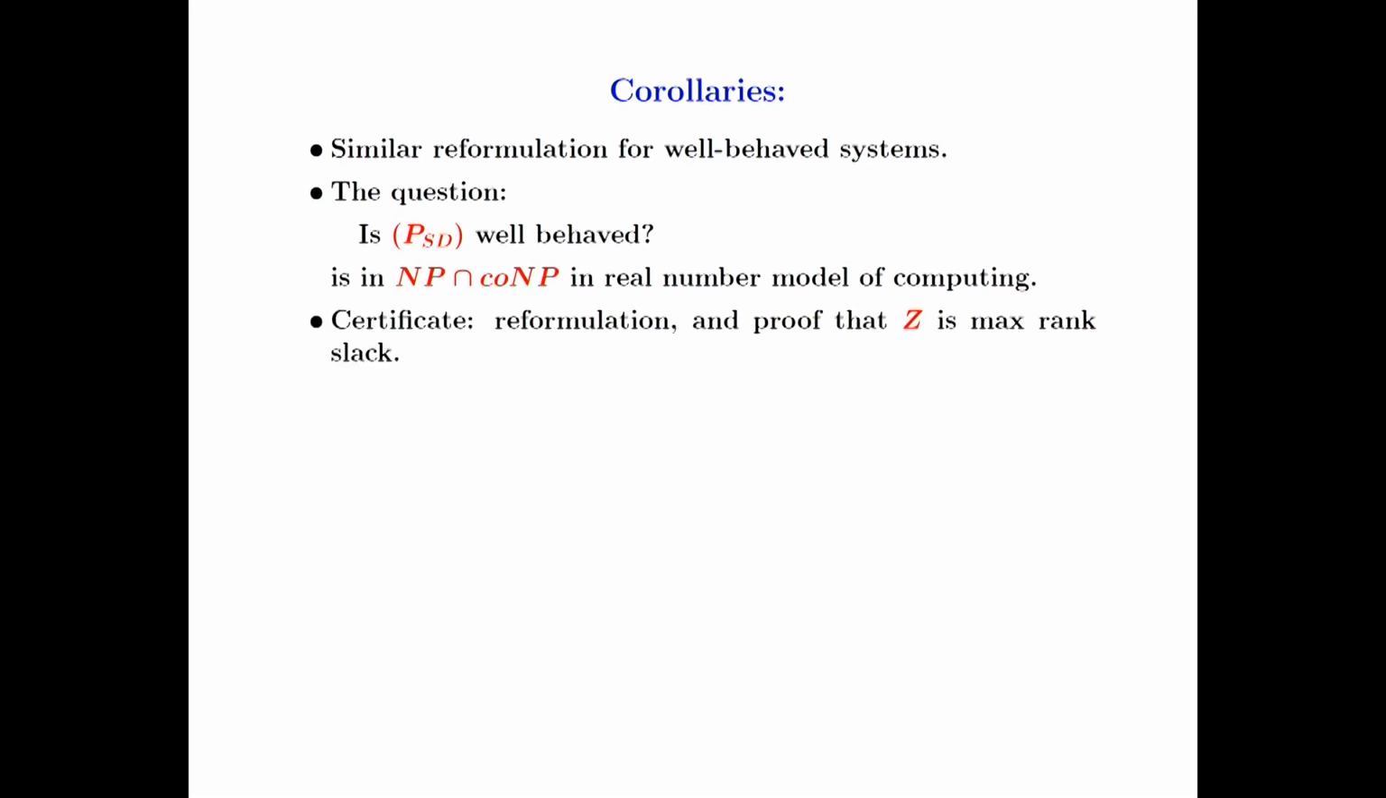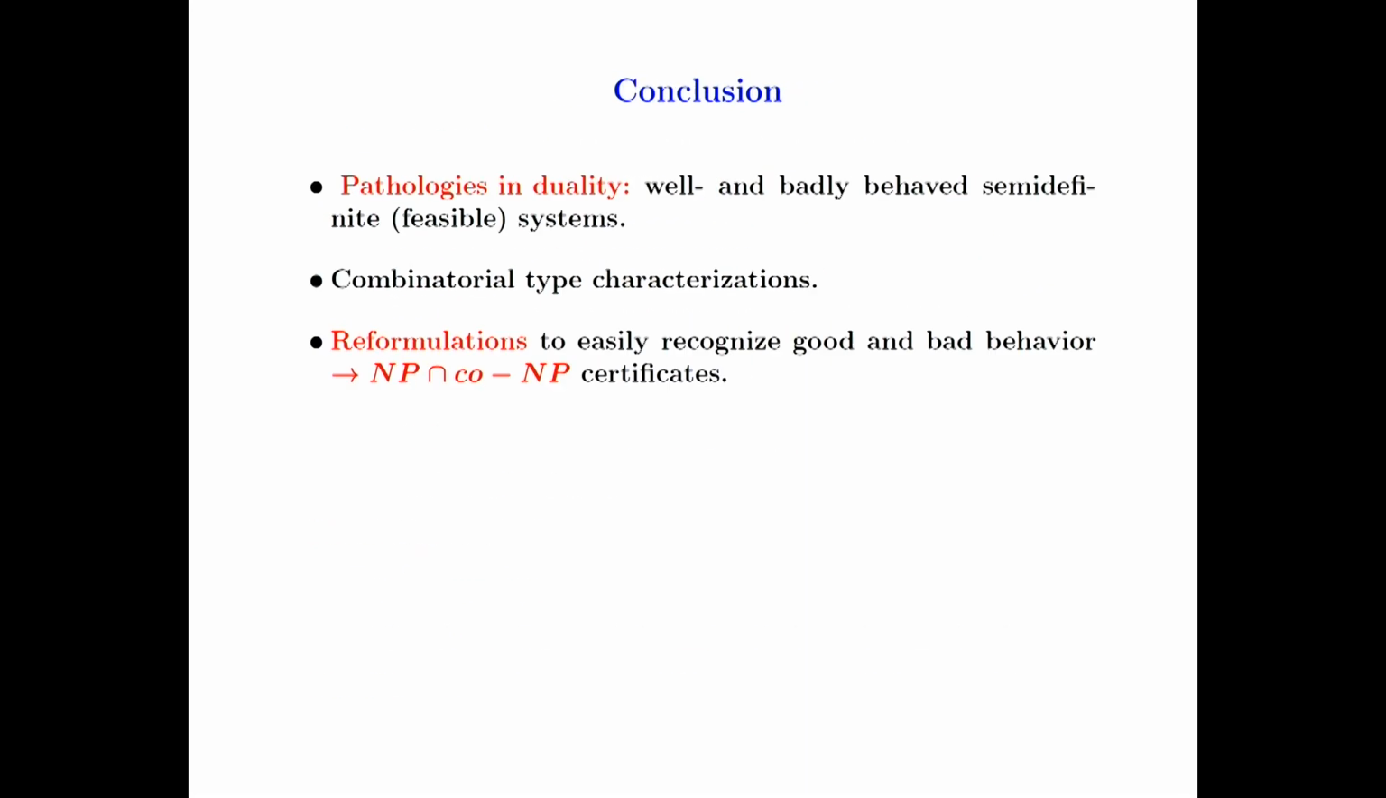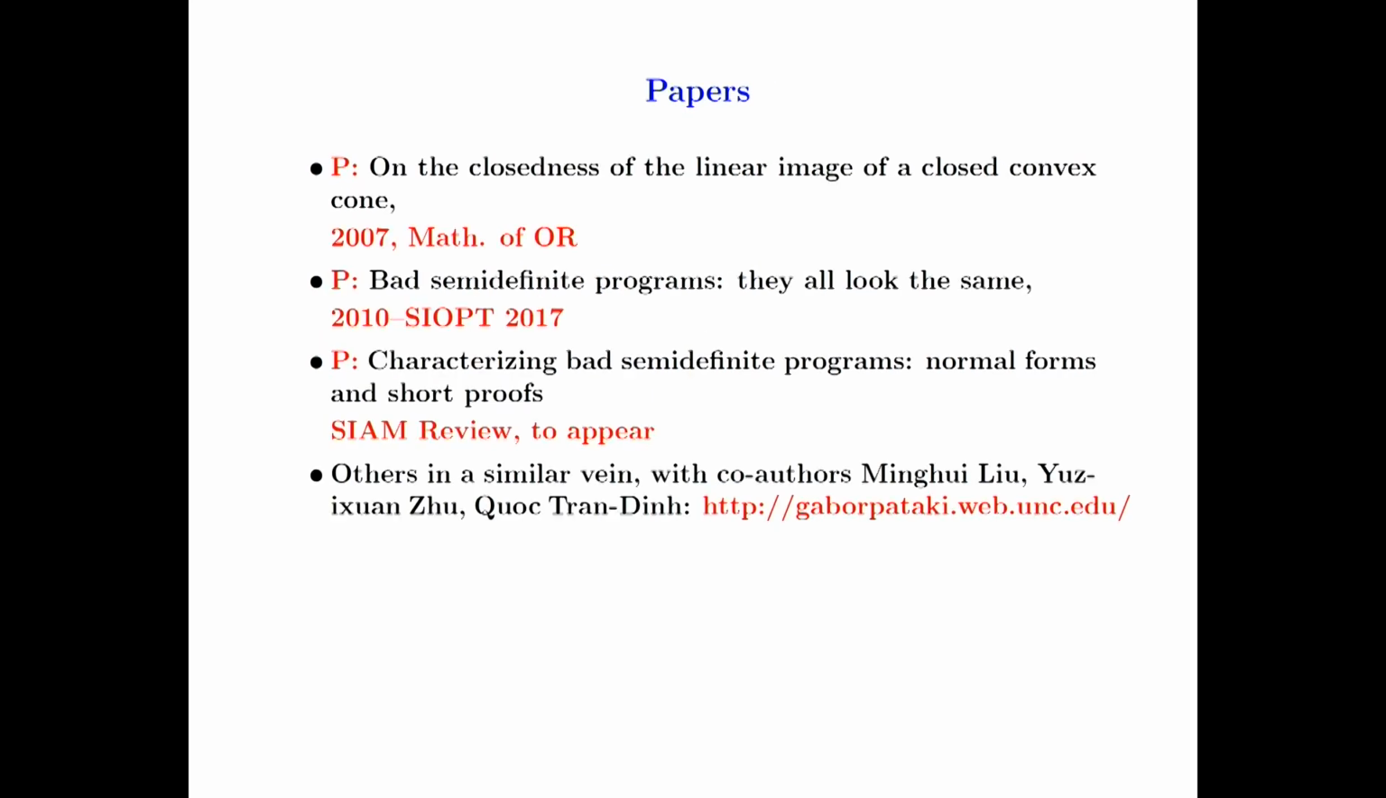And the certificate, well, I reformulate it. From the reformulation, it's trivial to see that it's well-behaved or badly behaved. And then I have to convince you that that's indeed a reformulation. So I have to provide the transformation, and I have to provide a proof that the Z is in the maximum rank slack. I kind of didn't talk about that. A proof, I'm not going to show that.